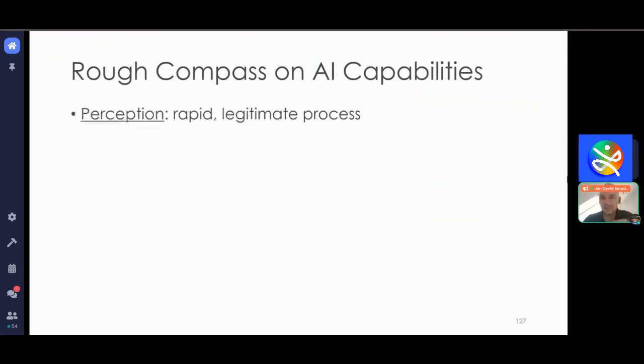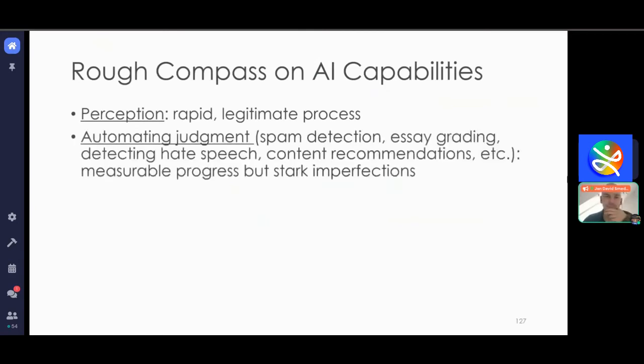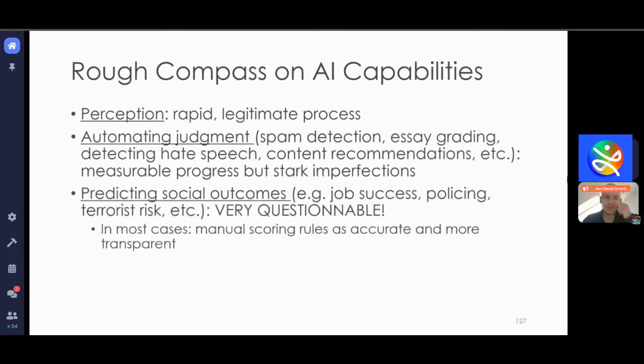So yes, in perception, there's really rapid, legitimate progress: image recognition, voice recognition, natural language translation, and so on. In automating judgment, such as spam detection, essay grading, and so on, there is measurable progress, but there is also stark imperfection, and there's always the interpretation and contextualization problem here. There isn't such an easy objective truth as with perception tasks.